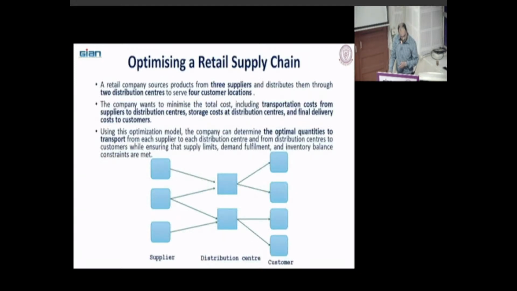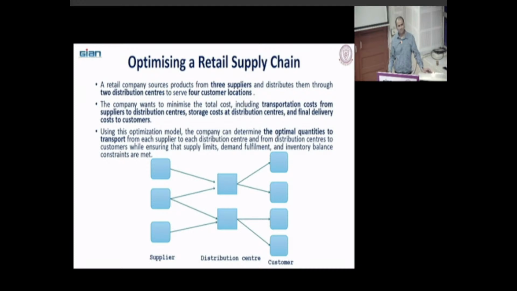Tell me, how do I formulate the model here? Suppose I want to make the mathematical formulation. How do you make it? So what would be the objective function? My transportation cost is there, storage cost. Transportation cost from supplier to DC, DC to customer, and storage cost of DC. Tell me the objective function.